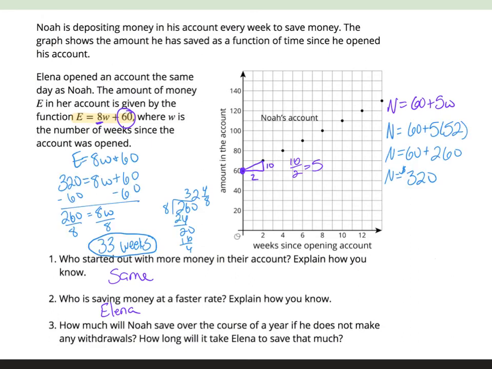Number 3, how much will Noah save over the course of a year if he does not make any withdrawals? So over here, I used the equation that we wrote. I plugged in 52 for the number of weeks, and Noah at the end of that year would have $320.